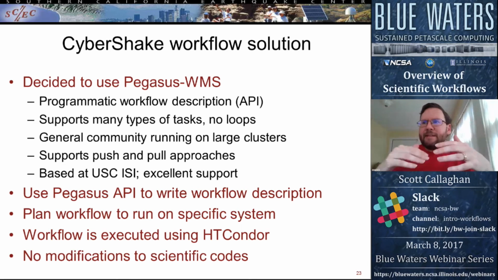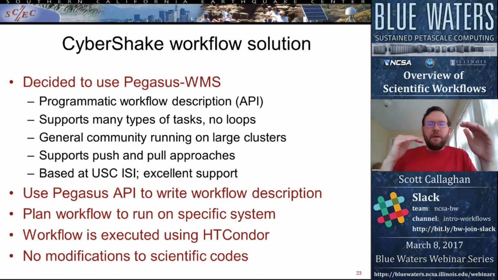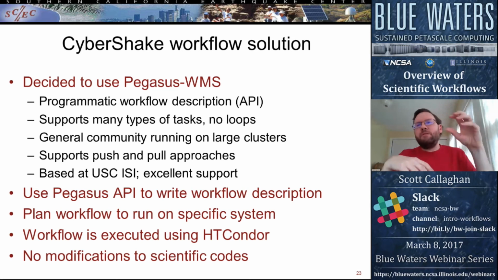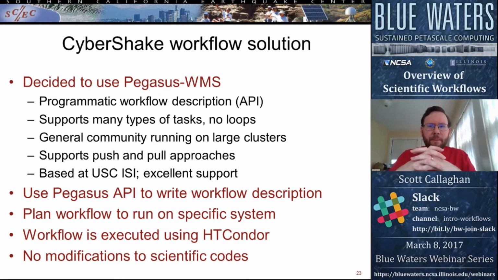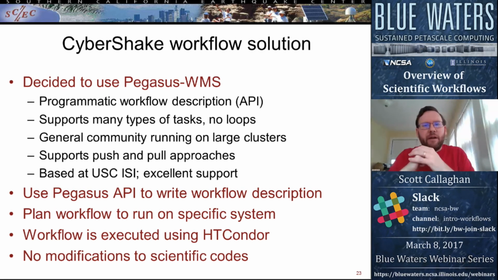So we use the Pegasus API to write a workflow description. I use Java because we started this back in 2007. If I was starting it now, I think I'd use Python. And so there's a series of function calls. We say we want to run this job and then this job and then this job. You then, with Pegasus, do what's called planning the workflow to run on a specific system. You basically take your workflow description, the description of your algorithm, and you put in the specific paths to the actual executables on the system you're running on.